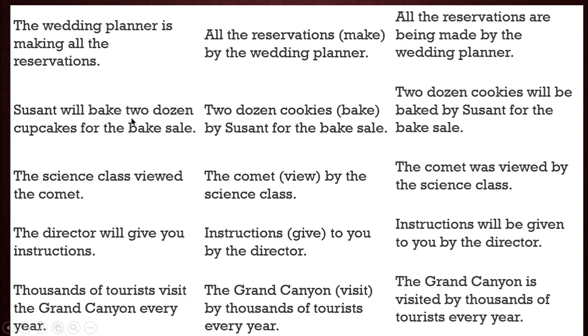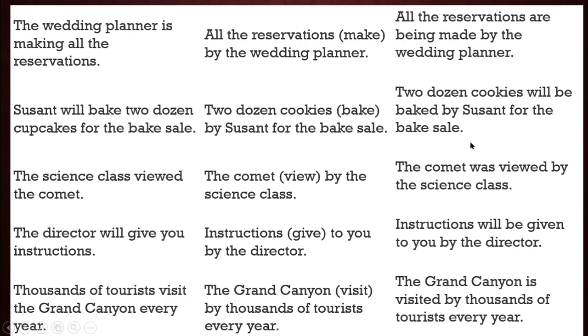Sushant will bake 2 dozen cupcakes for the bake sale. 2 dozen cookies baked by Sushant for the bake sale. Here you have the passive form. So dear boys, what we are going to write down is the correct form of the verb. This sentence is in future form. So here we are going to write down will be baked. 2 dozen cookies will be baked by Sushant for the bake sale.